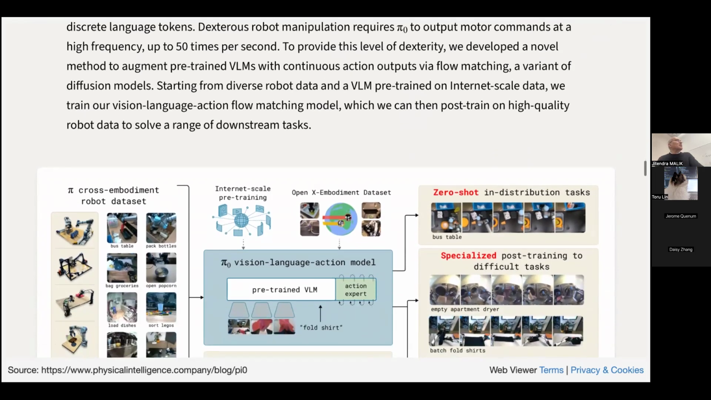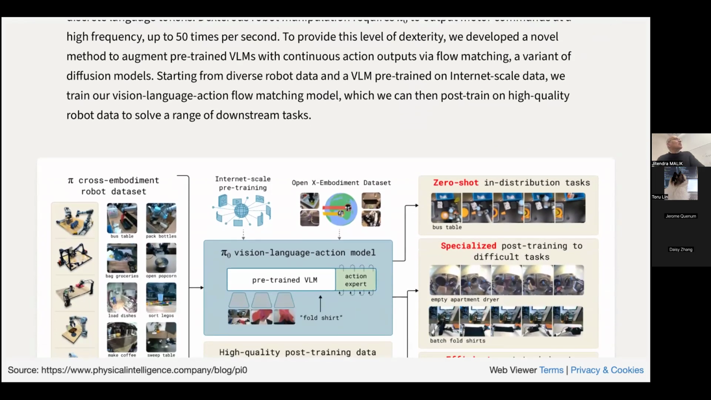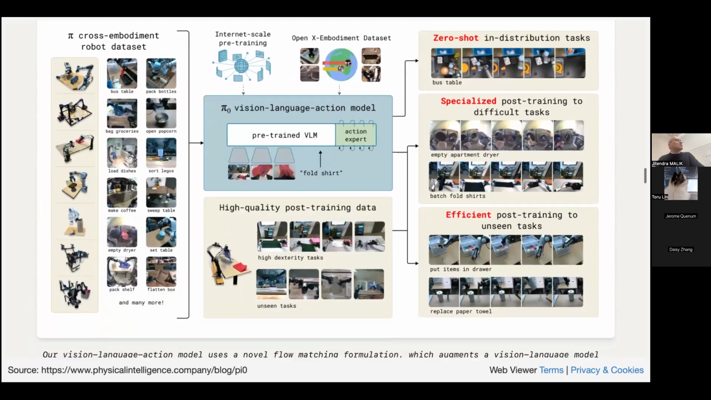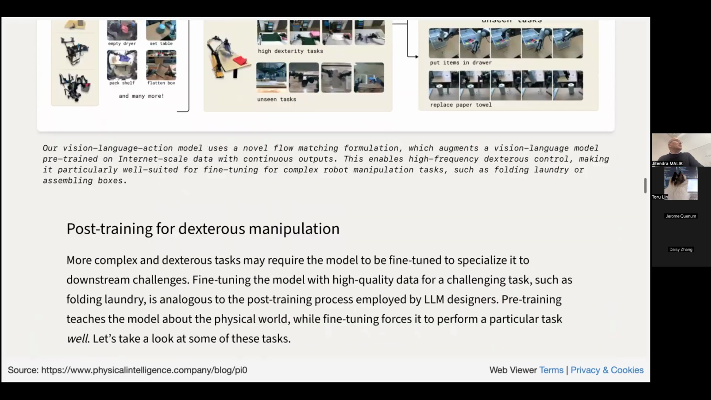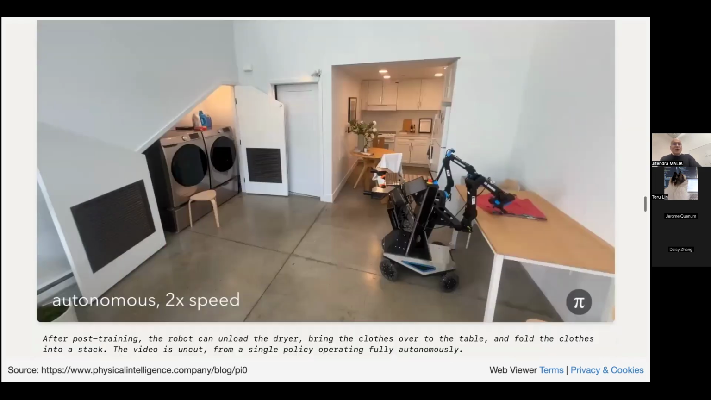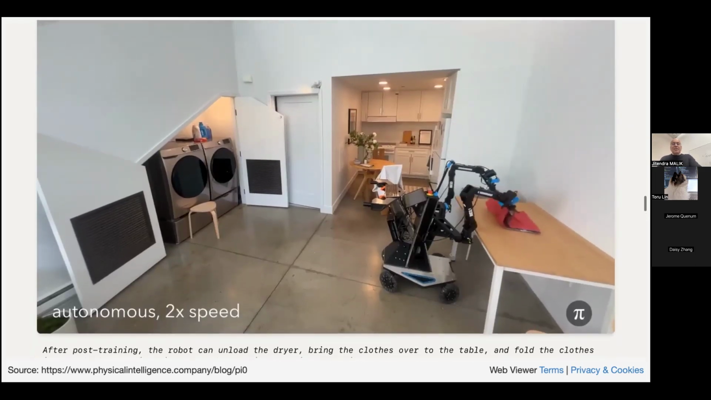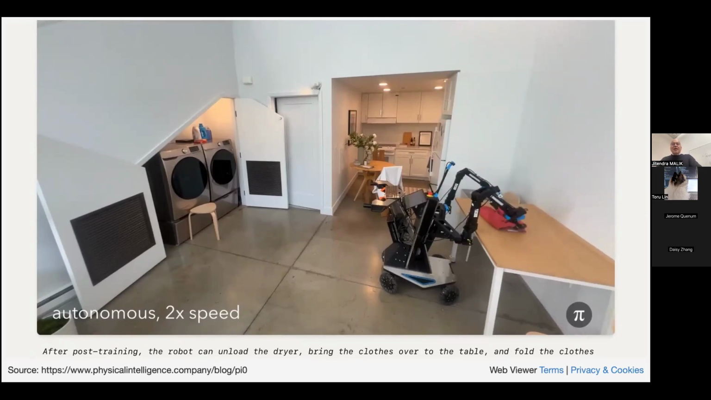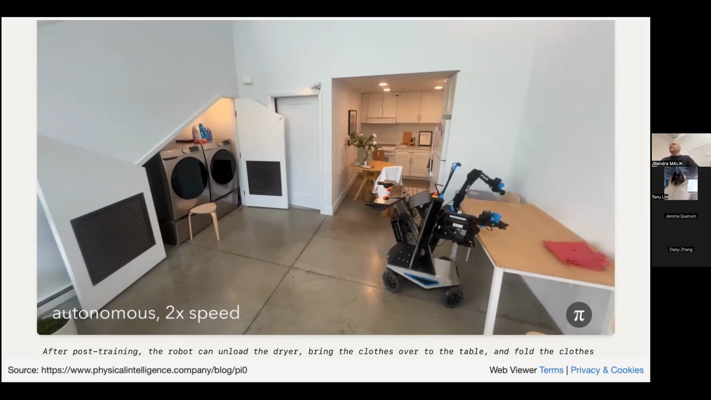Let's see. Okay, yeah, let's go for it. So they have these demos in slightly more, quote, open world settings. But let's have a discussion here.